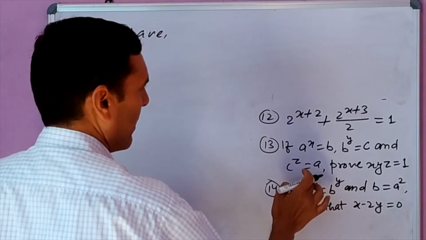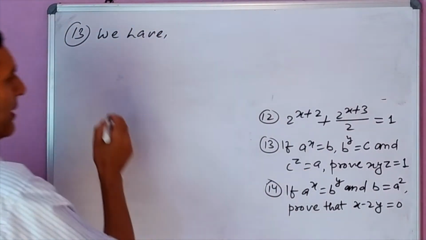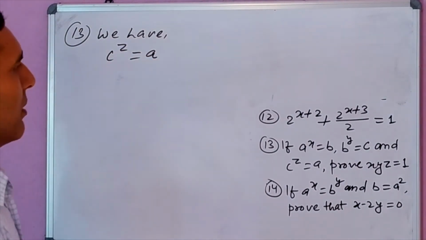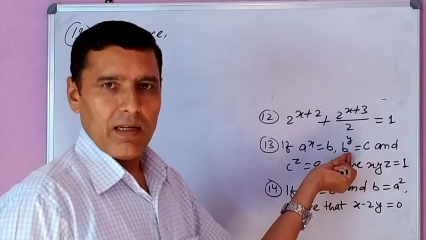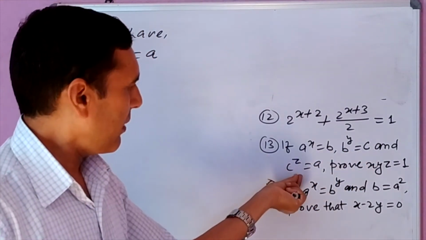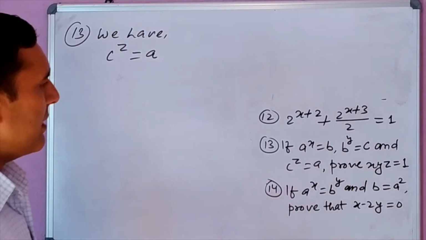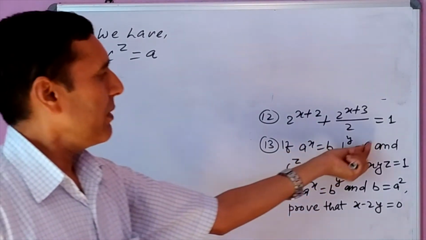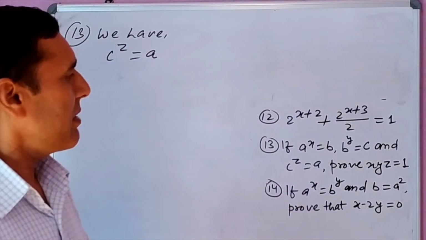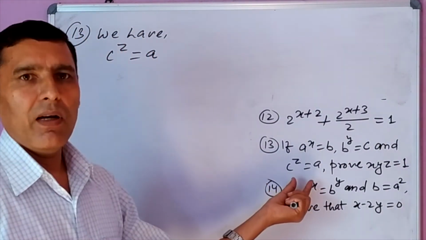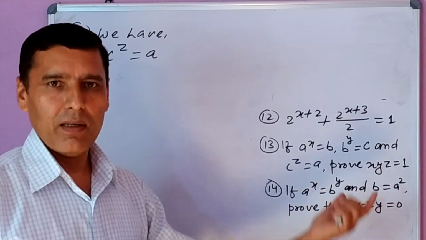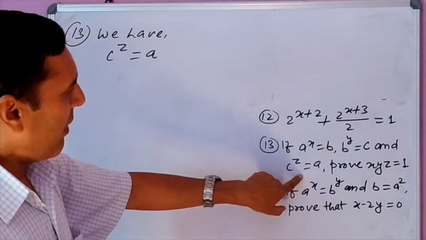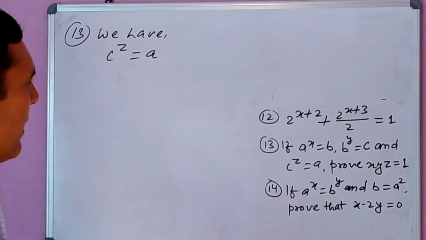If you write starting from the last, c to the power z is equal to a, so that we can put the value of c directly here. We are given a to the power x is equal to b, b to the power y is equal to c, and c to the power z is equal to a. We don't have any problem to write any condition here. I have taken the last equality, c to the power z is equal to a, so that we can put the value one by one easily.